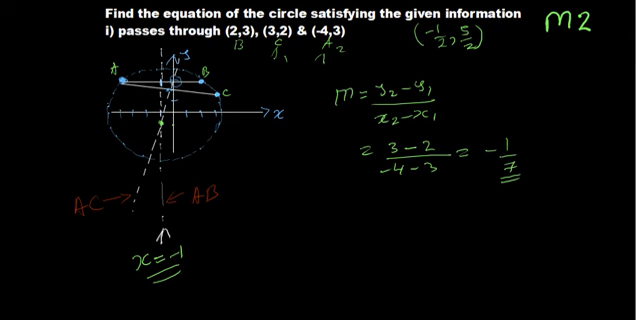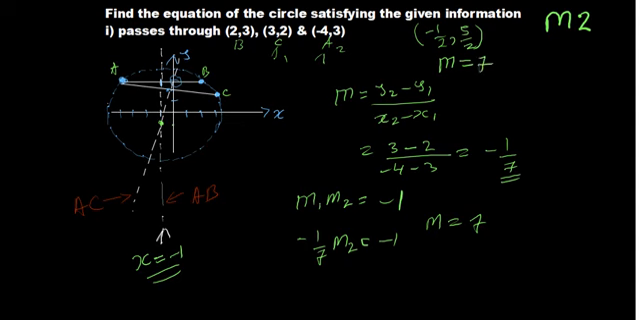So for us to get the gradient of the perpendicular bisector of AC, we just use this small equation, m1 m2 is equal to -1. Our m1 is minus 1 over 7, then m1 times m2 is equal to -1. So our m2 is going to be 7. So we have gotten the gradient 7.